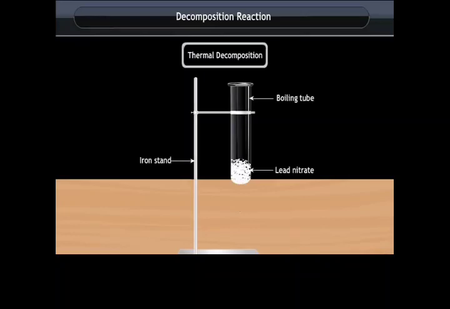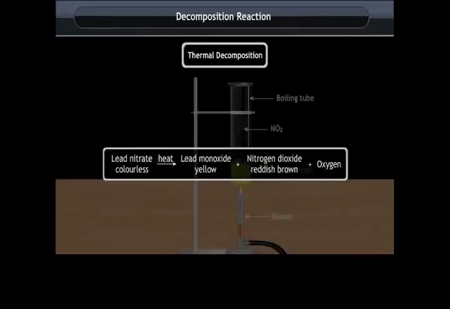Take about 3 grams of solid lead nitrate in a boiling tube. Note the color of the compound. Heat it in the flame of the Bunsen burner. Observe the change taking place. You will observe that emission of brown fumes takes place. These fumes are of nitrogen dioxide. During this reaction, lead nitrate decomposes to form lead oxide, nitrogen dioxide, and oxygen gas.